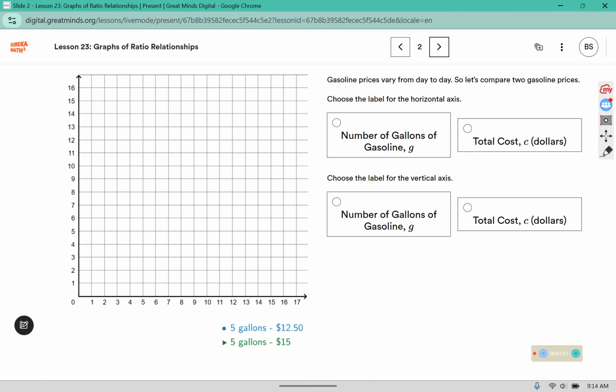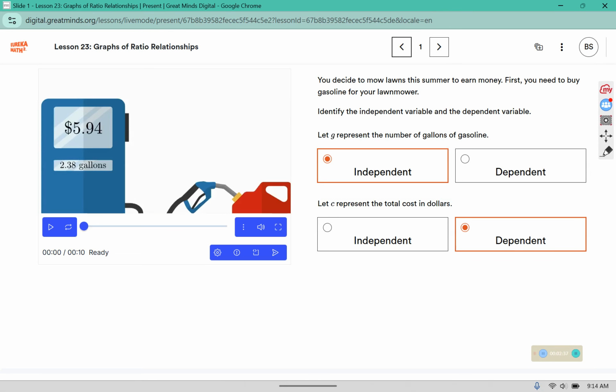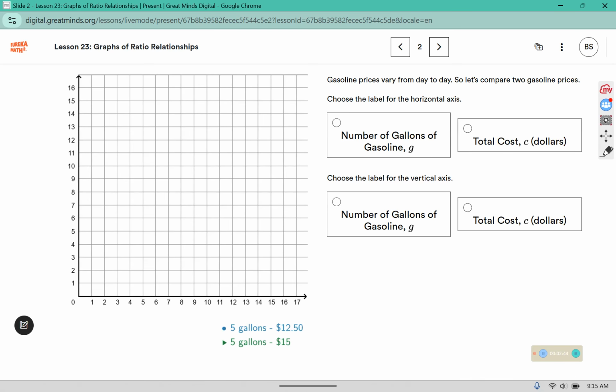Gasoline prices vary from day to day. So let's compare 2 gasoline prices. Choose a label for the horizontal axis. The horizontal axis is the independent variable, which we said was gasoline. So our horizontal axis should be gasoline, and the vertical is the dependent variable, which we said was the cost.